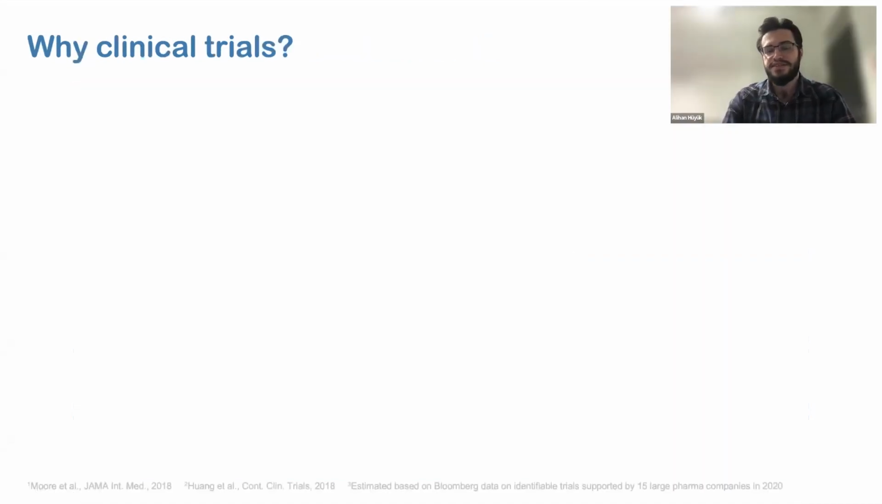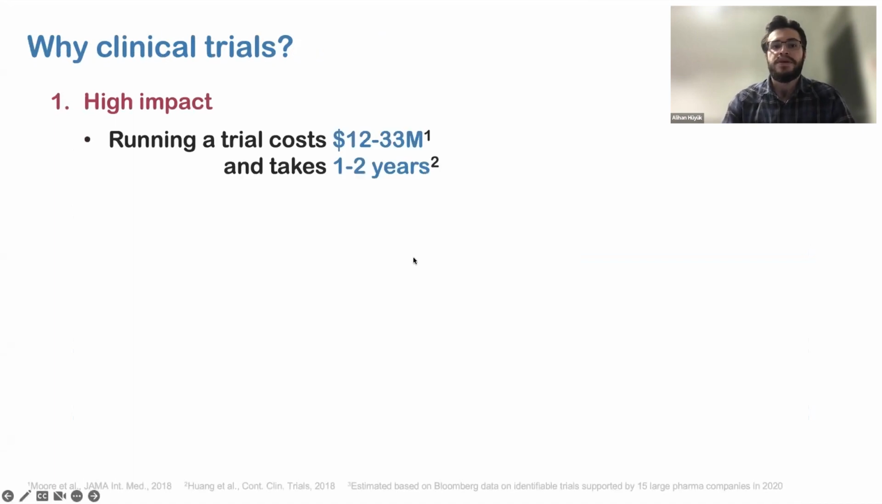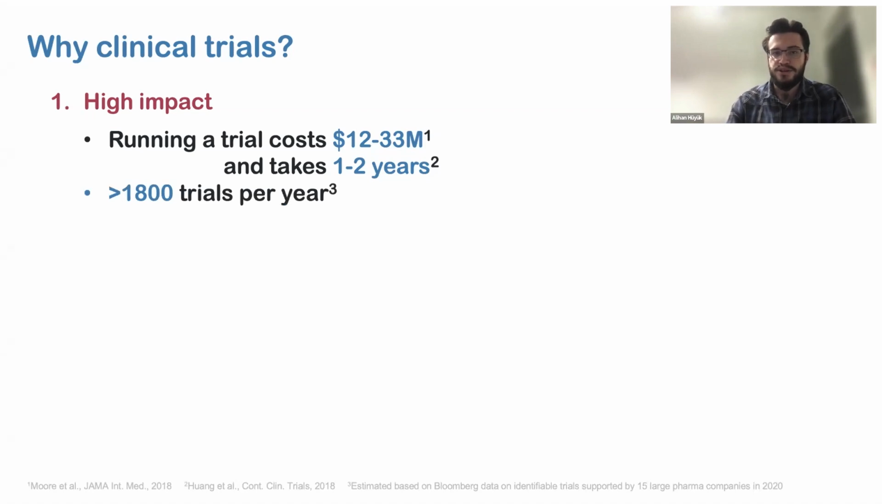But why study clinical trials, especially from a machine learning perspective? Well, the first reason, I think, is that there's a huge potential to have really meaningful impact on how medicine is practiced. Trials are very costly and they take a lot of time. A typical trial costs upwards of $30 million to run, and they are usually finished within 1 or 2 years. And despite this huge cost and commitment required, more than 1,800 trials are run per year, which highlights their importance to evidence-based medicine. You can imagine that any kind of improvement made to this process would have a huge impact on the efficiency of how these trials are run.